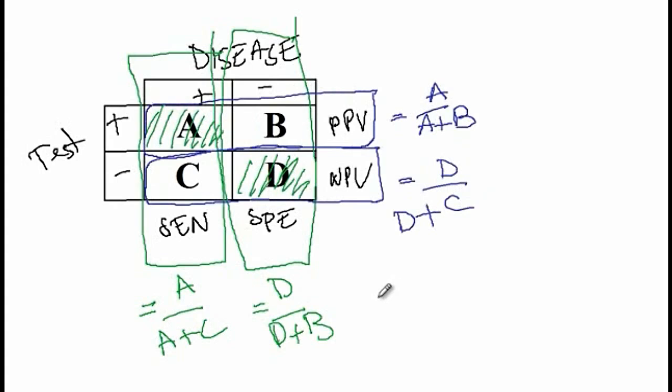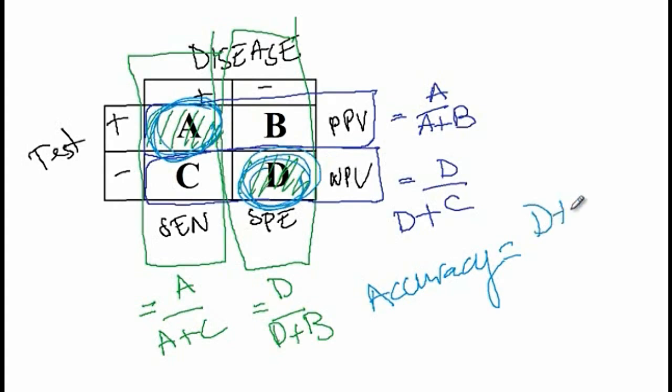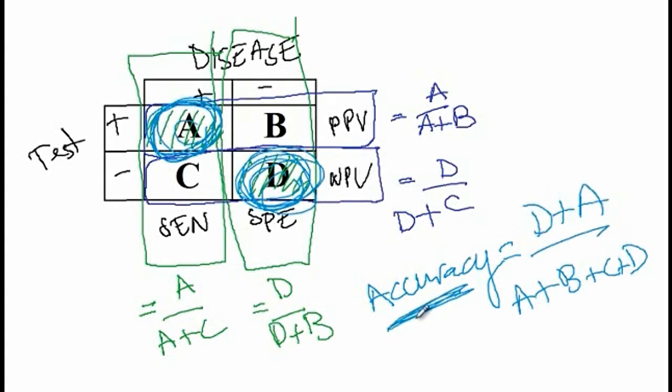And finally, there is one other value, which is called accuracy of a test, which corresponds to all the green boxes, which is D and A. So D plus A divided by all other values, A plus B plus C plus D. So the higher the true negative and true positive values, the more accurate the test is. And that concludes our discussion.